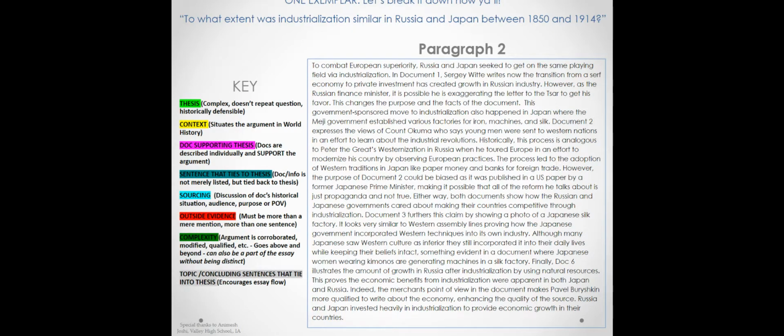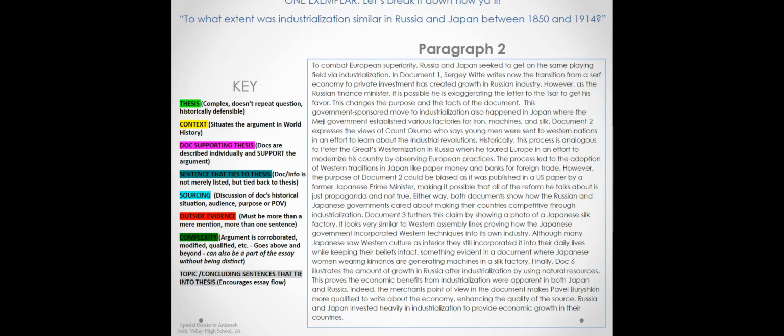All right, so again, we're looking at our prompt. To what extent was industrialization similar in Russia and Japan between 1850 and 1940? So here, what you're going to be looking for are documents that support the thesis. You're going to be looking for sentences that tie to the thesis. Is there any sourcing? Do you see outside evidence that connects to a document? And finally, do you see any complexity points? So what I want you to do is, again, pause it, get those highlighters out, and see what you think. Feel free to pause.